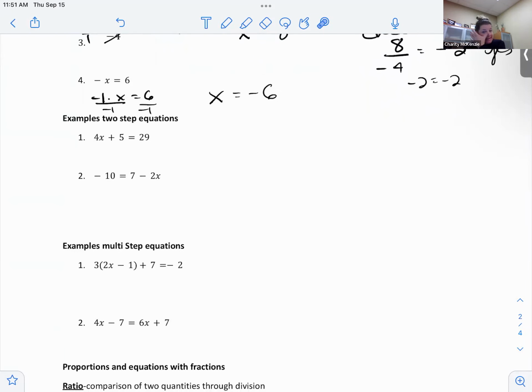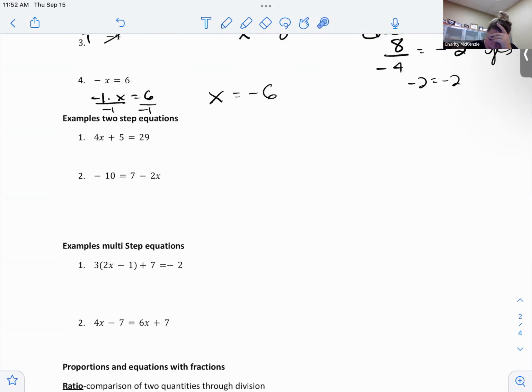Okay, two-step equations. So we're starting to add more steps. The 4 steps we just did are the main 4 ideas for solving equations for this topic. Now let's mix it up.